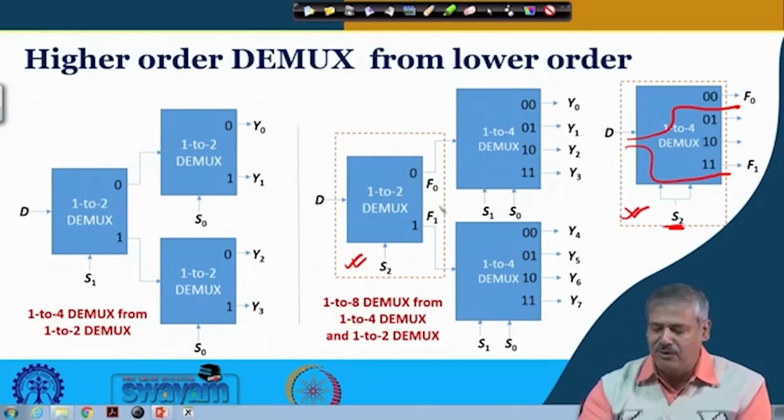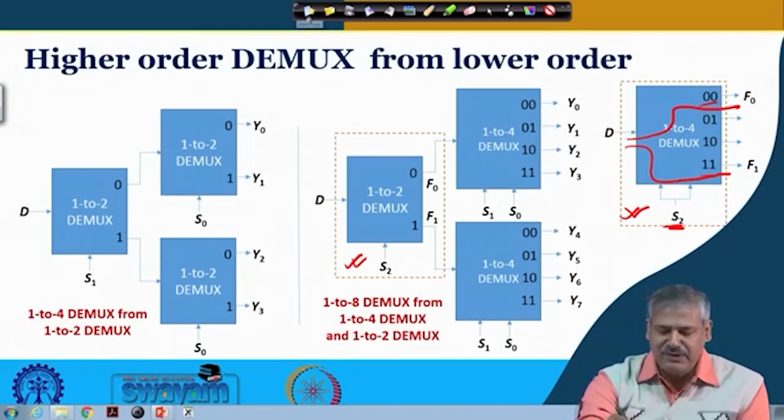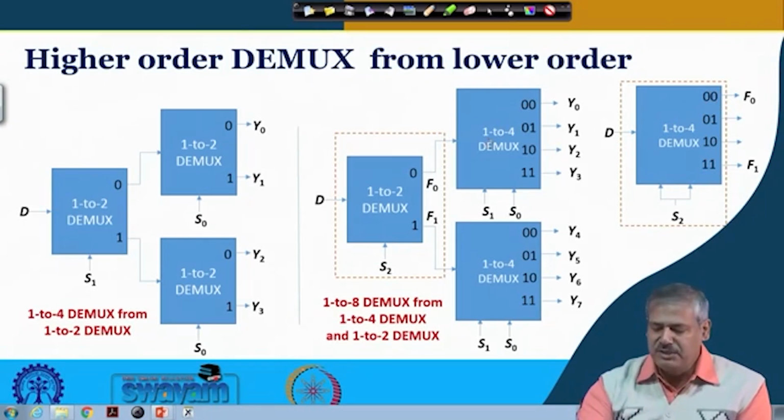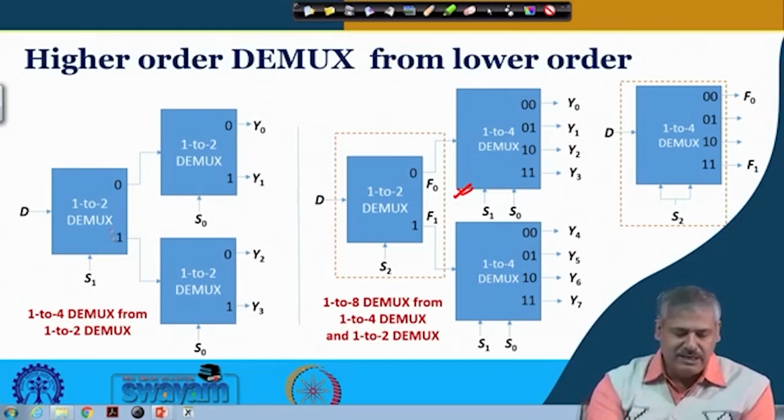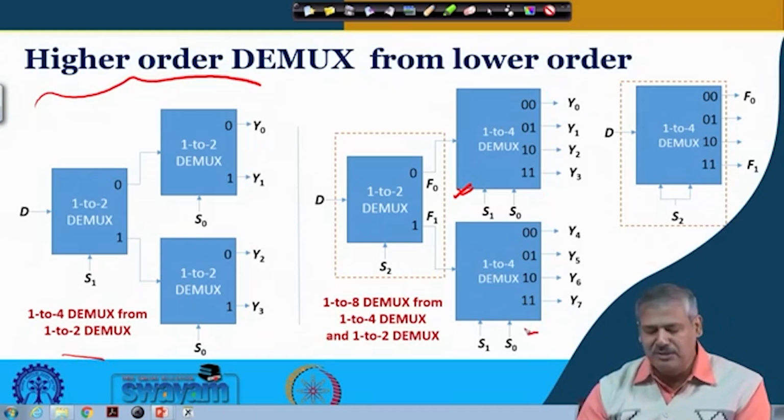So F0 and F1 will be connected from the 1 to 4 demultiplexer, 0 0 output and 1 1 output. Okay. And finally, this 1 to 4 demultiplexer, the one that we have seen here, can be realized by 3 1 to 2 demultiplexers, the way we had done it before. And similarly, this one also we can realize in that manner.